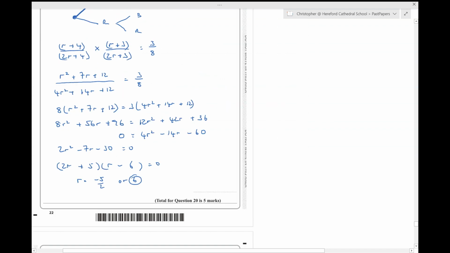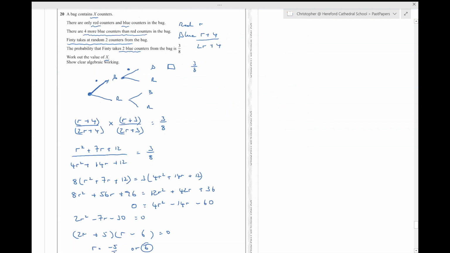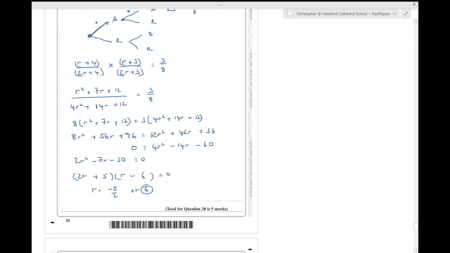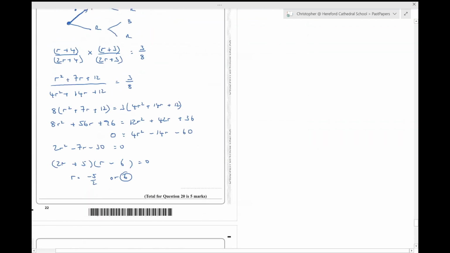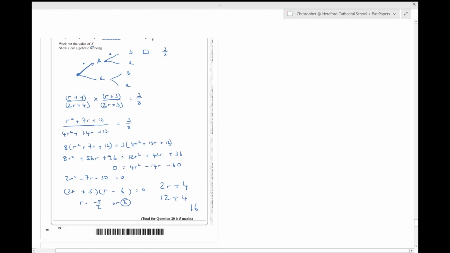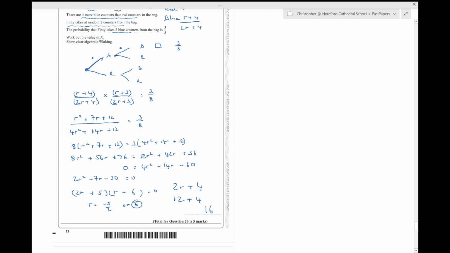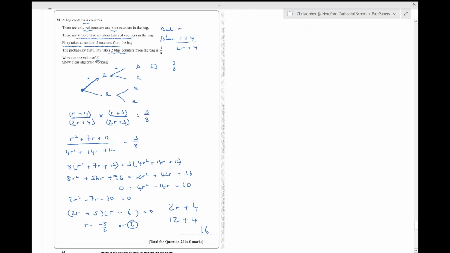Let's go to the question. It says to me, work out the value of X, the total number of counters in the bag. Well, the total number of counters in the bag is 2R plus 4. So that's 2 times 6, 12 plus 4. So that's 16. And that is the end of question 20.